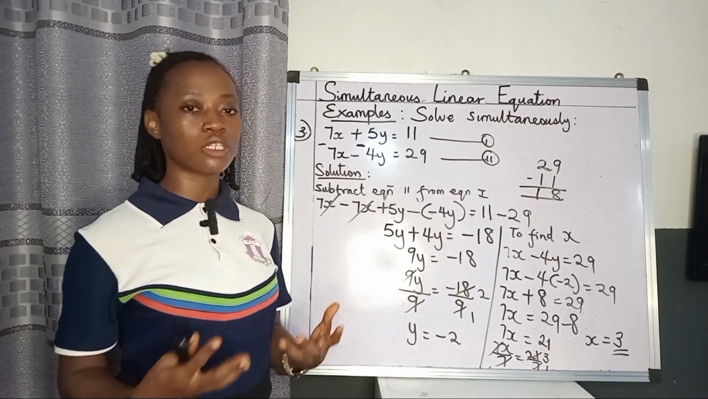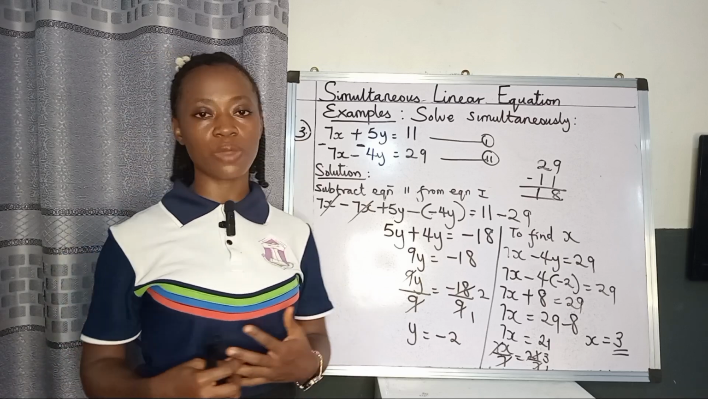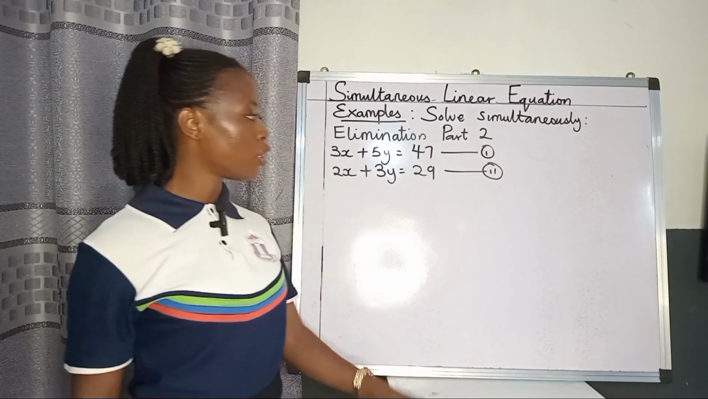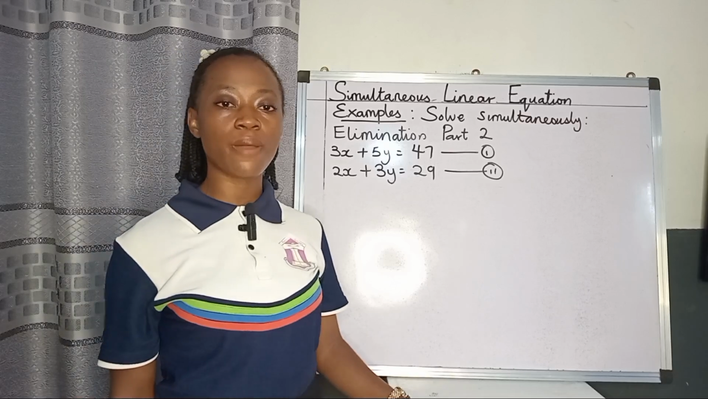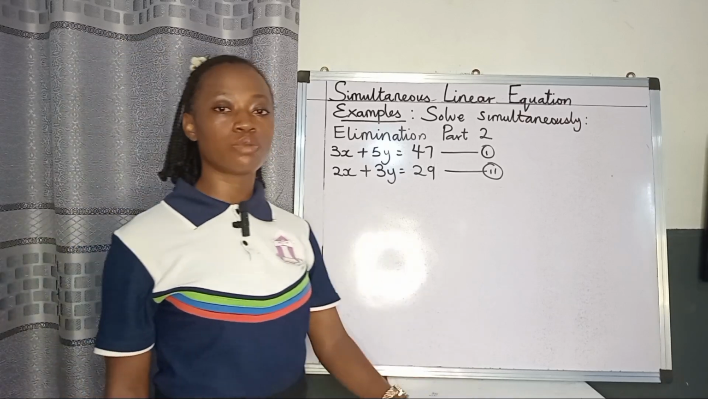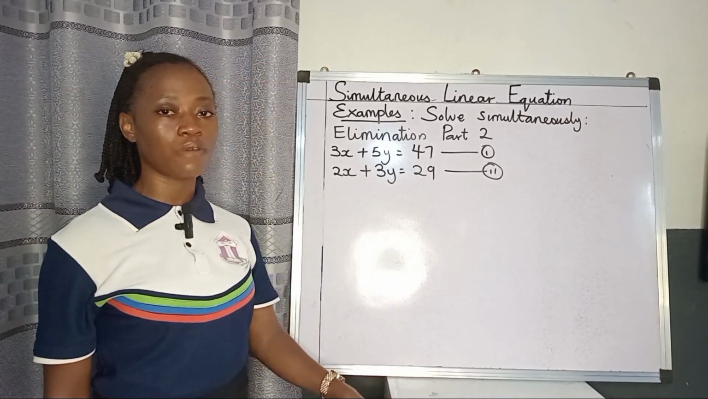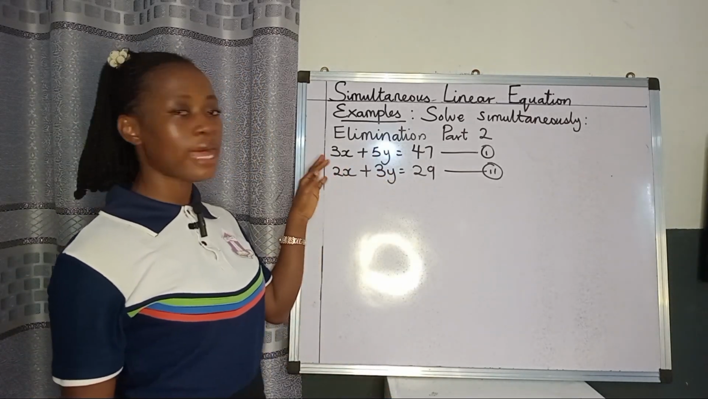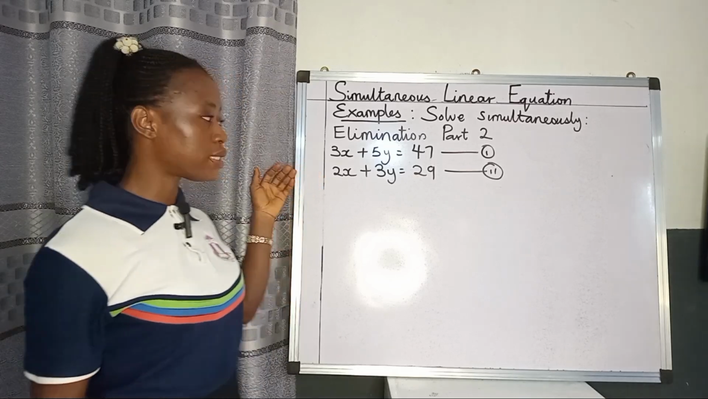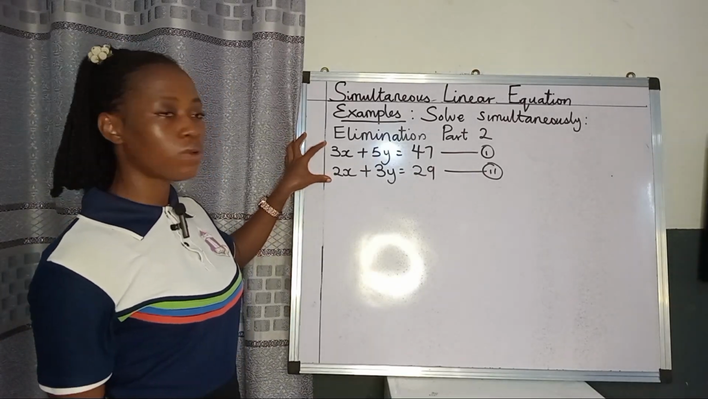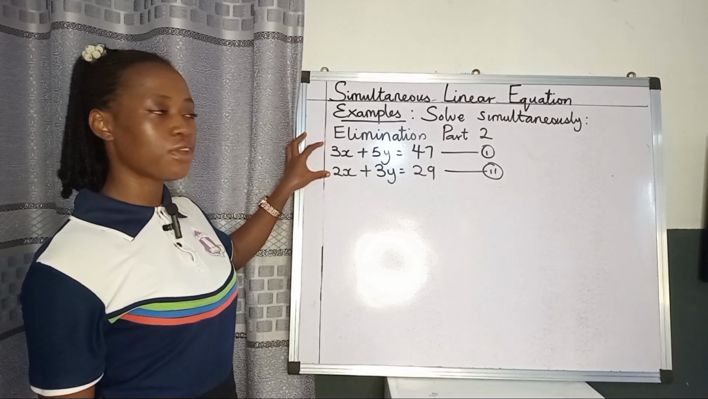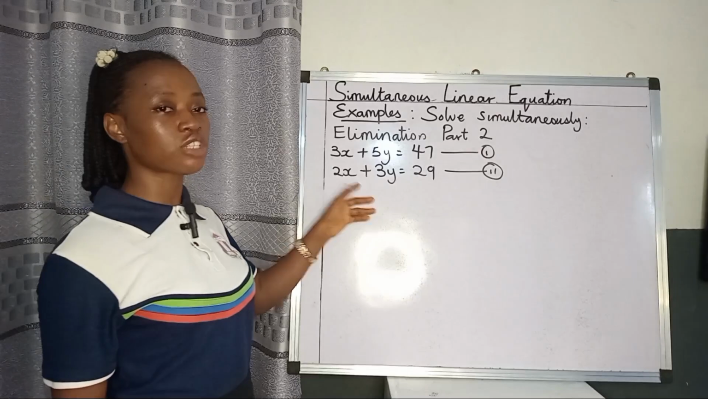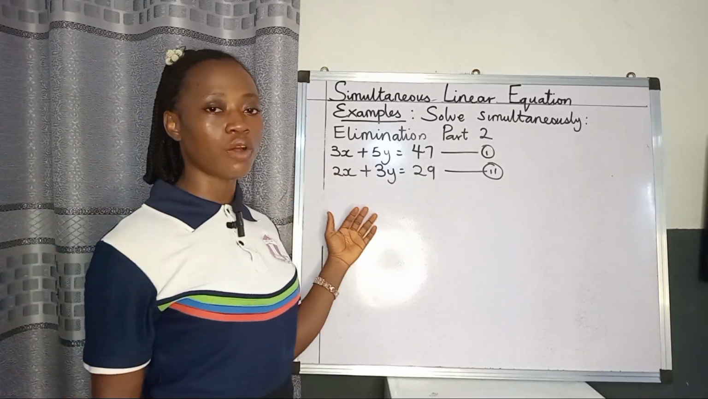There are some equations where x and y, none of them have the same coefficient. Now I'm going to teach you how to go about such equations when you have a question like that. There are some situations whereby, either by addition or subtraction, you won't be able to eliminate any of the variables. The reason is because none of the variables has the same coefficient. For example, x in equation 1 and 2 have different coefficients, same as y. So by addition or subtraction, you won't be able to eliminate any of the variables.